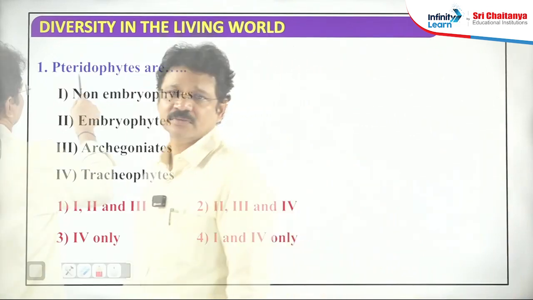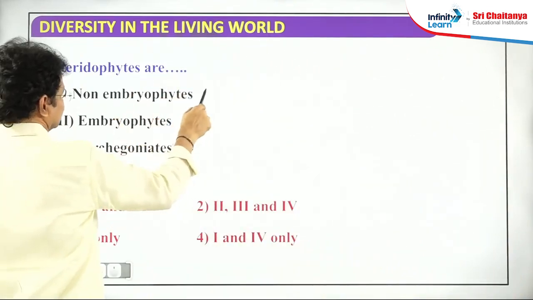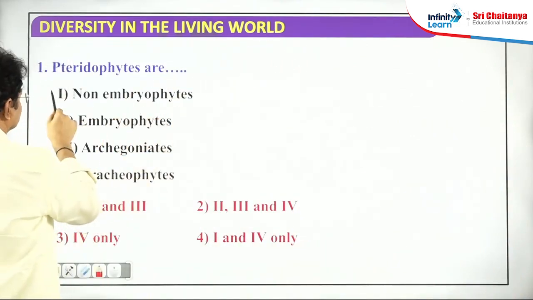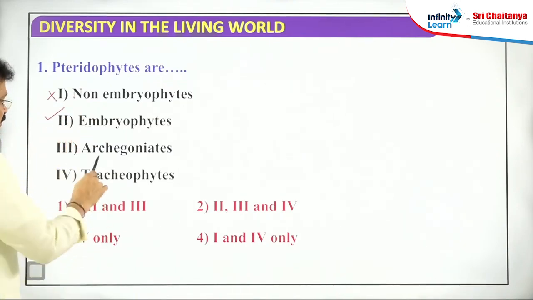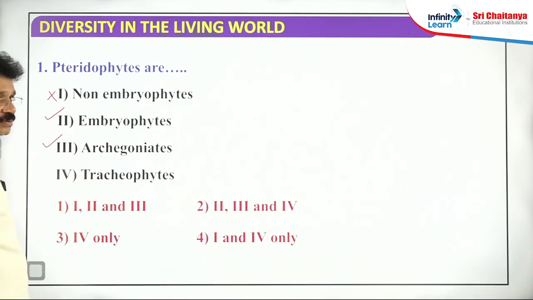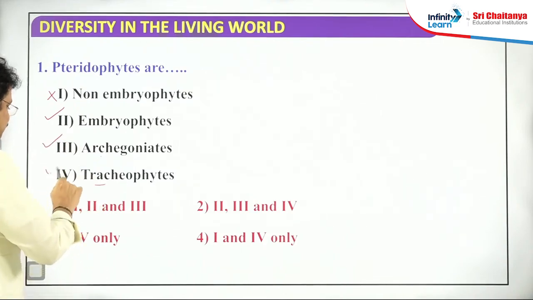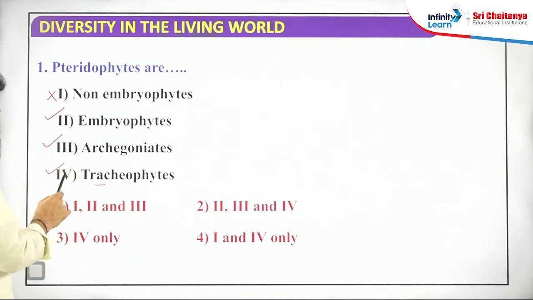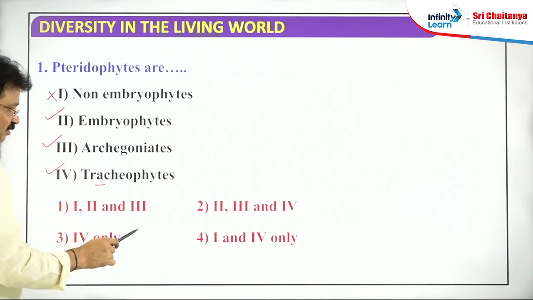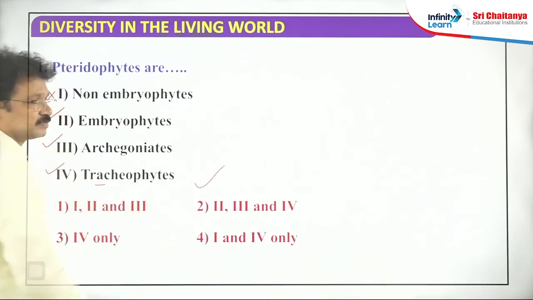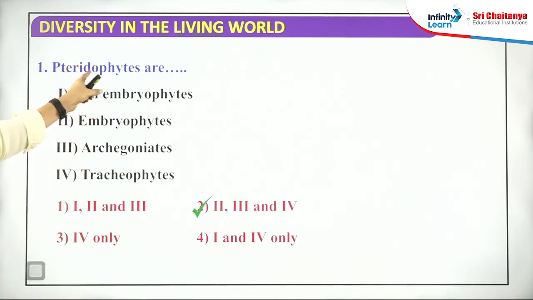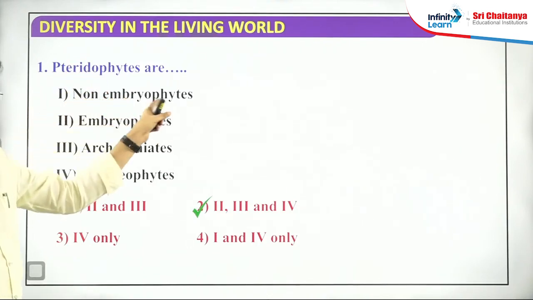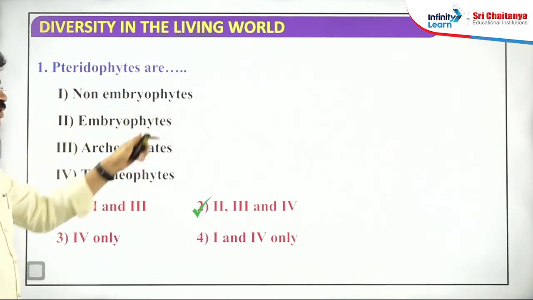Choose the correct option. In pteridophytes, embryo formation is there. That's why embryophytes, not non-embryophytes. That's why the first one is eliminated. Embryophytes, true. Female sex organs, archegonia, true. Vascular tissues are present, true. Then 2, 3, 4 is the right answer. Where is it? Second option. Yes, good. The second option is true. Except the first, all remaining are correct. Actually, pteridophytes, bryophytes, gymnosperms, all are embryophytes. Except algae, all remaining are embryophytes.